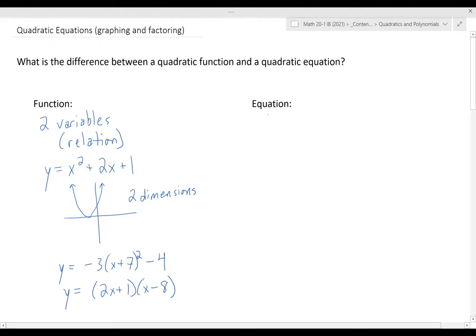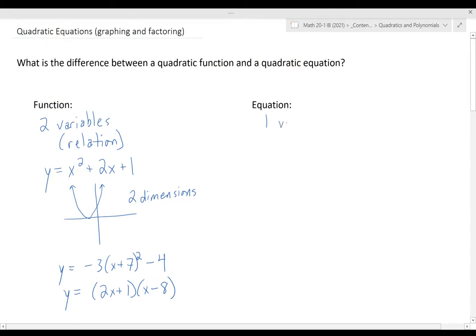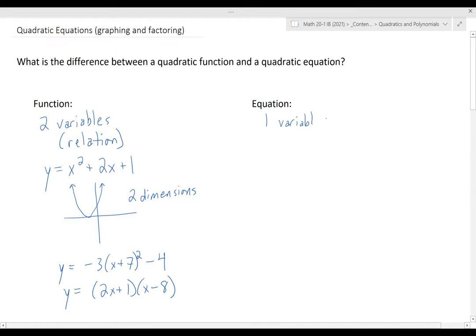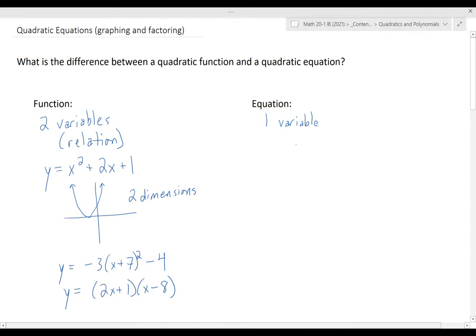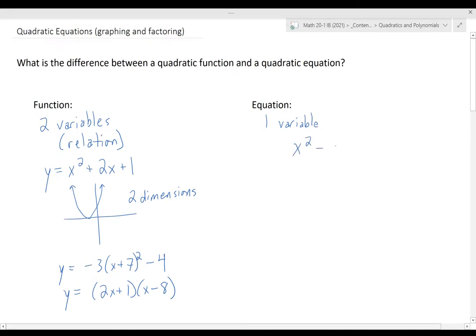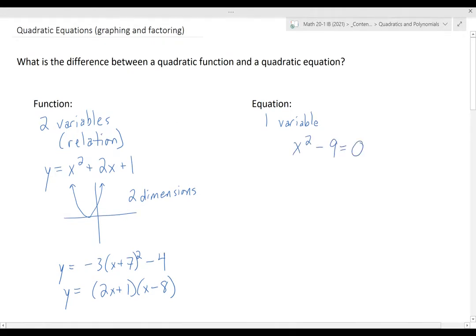An equation, on the other hand, generally when we're talking about solving a quadratic equation, is something that has one variable. Now again, technically these functions are equations, but just the way we're going to use it in this unit, solve a quadratic equation, it's going to have one variable. So something like, for example, x squared minus 9 equals 0. That is a quadratic equation that we can actually now solve.